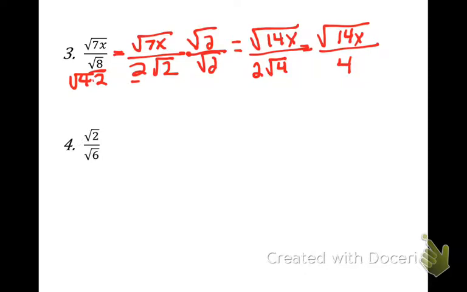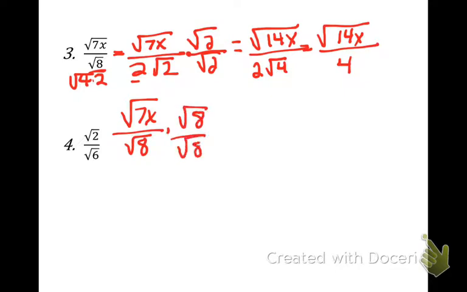Now, there is another way to do this. I think it is a little longer, but let's say you didn't recognize that there's a perfect square in 8. I'm not sure I'm going to have enough room to do this, so I'll write it and then maybe get rid of it. So let's say we have the square root of 7x over the square root of 8, and we chose to multiply by the square root of 8 over the square root of 8. So you're going to get the square root of 56 over 8.